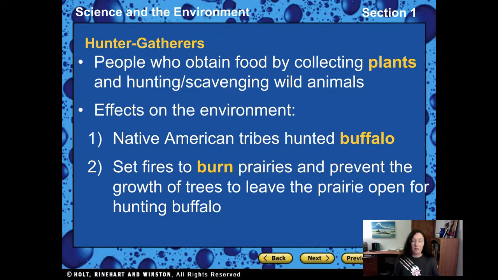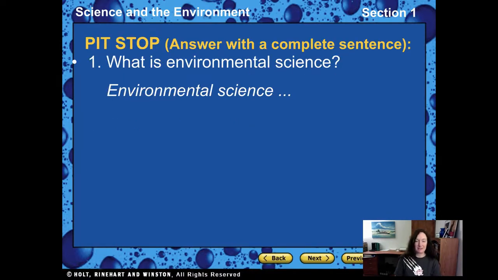So when Native American tribes were hunting for buffalo, they had to, or they chose to burn the prairies, which would prevent trees from growing and make it easier to hunt the buffalo. So even a culture that we assume has more respect for the earth, and they do have more respect for the earth, even they affected the environment because they wanted to more easily hunt their food. So even earth-centric cultures affect the environment.